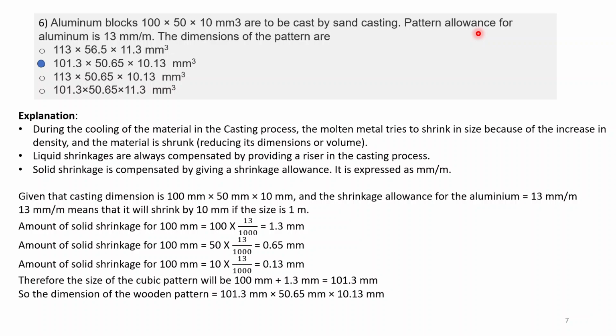So there are two options with 101.3. So you have to calculate two other options. For the last one you can directly calculate, because the middle one is the same. So for the last it will be 10 multiplied by 13 divided by 1000. So it will be 0.13 mm. So you have to add this to the 10. Okay, so it will be 10.13. So this answer will be in between, the second one. Okay.